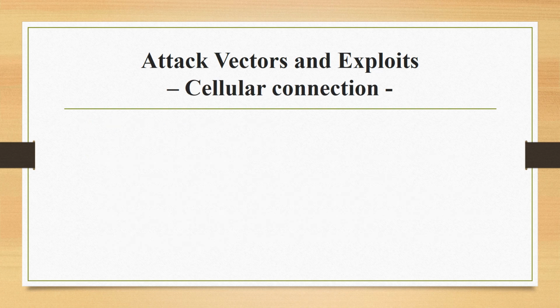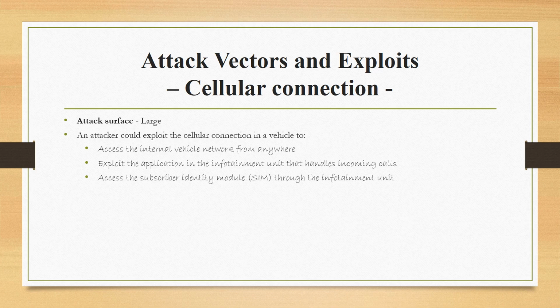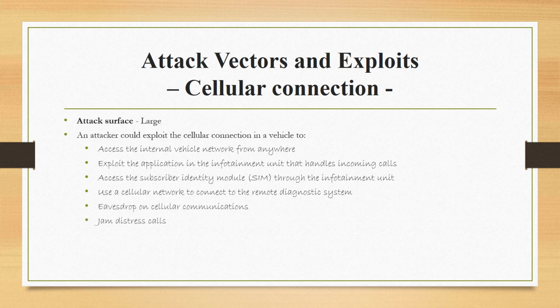Attack surfaces and exploits. Cellular connection. The attack surface is large. An attacker could exploit the cellular connection in a vehicle to access the internal vehicle network from anywhere. Exploit the application in the infotainment unit that handles incoming calls. Access the subscriber identity module through the infotainment unit. Use a cellular network to connect to the remote diagnostic system. Eavesdrop on cellular communications. Jam distress calls. Track the vehicle's movements. And set up a fake global system for mobile communications base station.